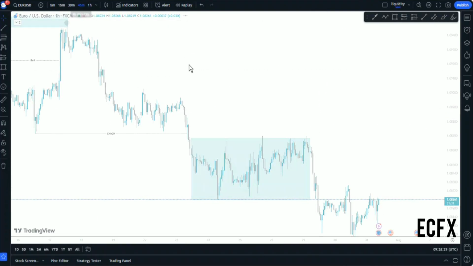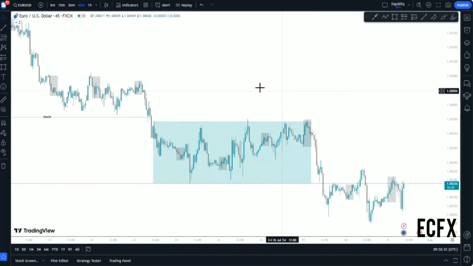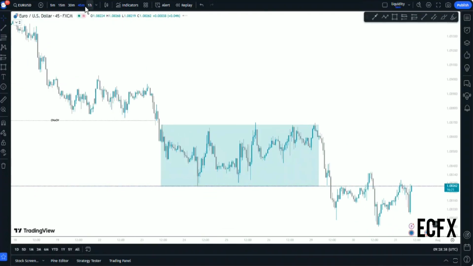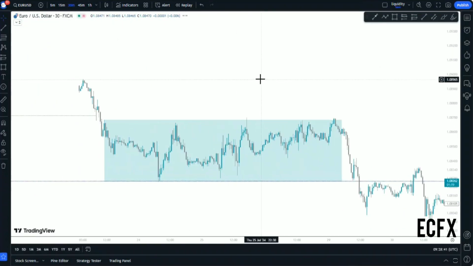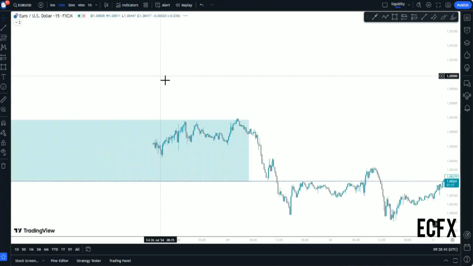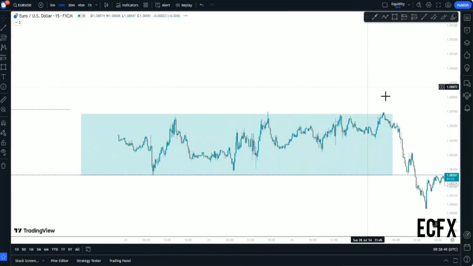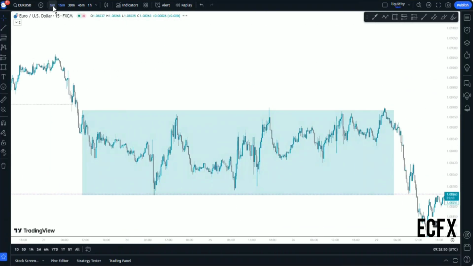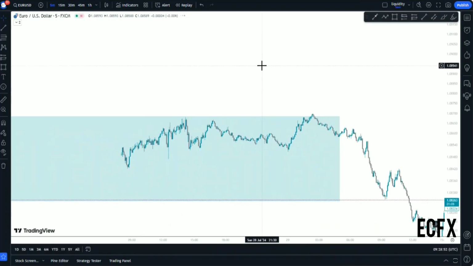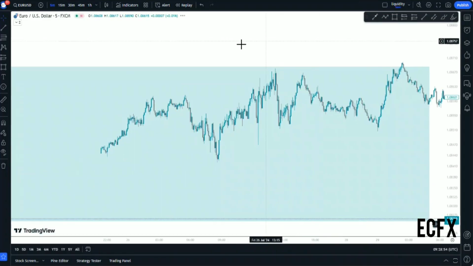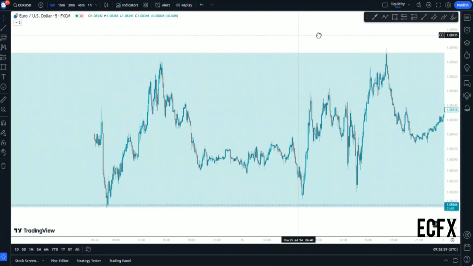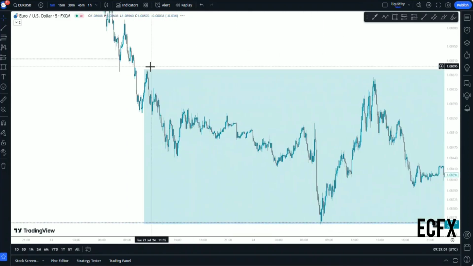So from the 1 hour, let's go down to the 45 minutes. Let me just remove the kill zones. Alright, so 45 minutes, let's jump down to the 30 minutes, 15 minutes, and then let's go down to the 5 minutes for more of an idea of what price is doing. Okay, let's start from the top here.